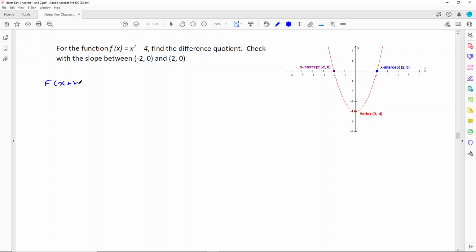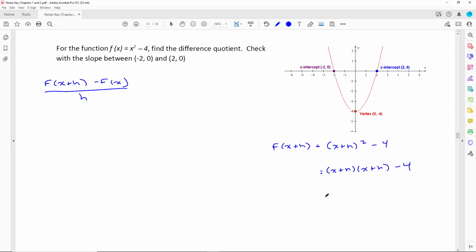f of x plus h minus f of x all over h. That is our difference quotient. It never changes. Then I always like to, over on the side, find f at x plus h. So my function is x squared minus 4. So in for the x, I'm going to put x plus h all squared minus 4, and then I'm going to simplify. Don't forget x plus h all squared means x plus h times x plus h minus 4.